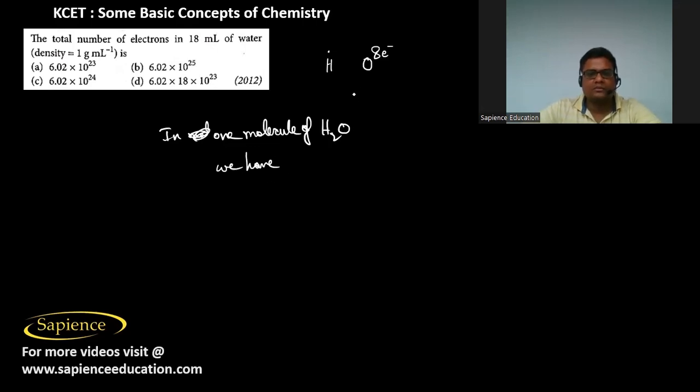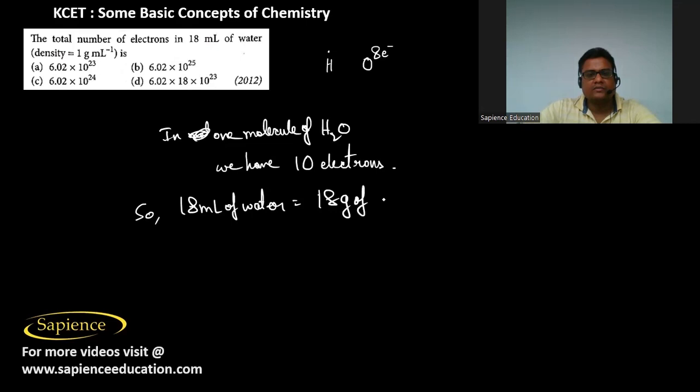So in one molecule of H2O, we have 2 plus 8, so 10 electrons. Now 18 ml of water, the density is 1 gram per ml, which means mass equals volume into density. So it will be 18 gram of water.